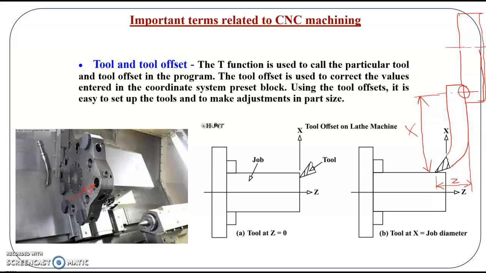So on a hexagonal turret, we have holes like this. These are actually holding the tools. So in the case of a hexagonal turret, the minimum number of tools that can be fixed on a lathe is 6.